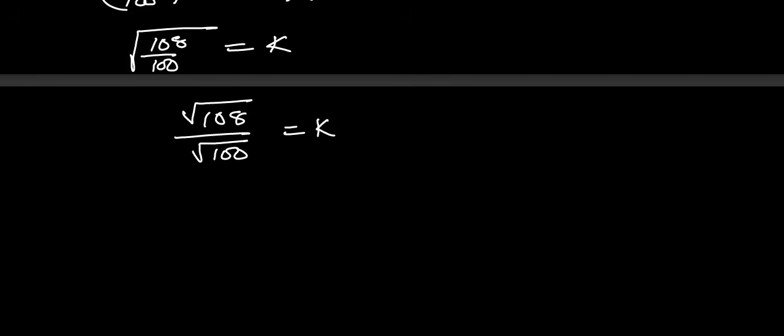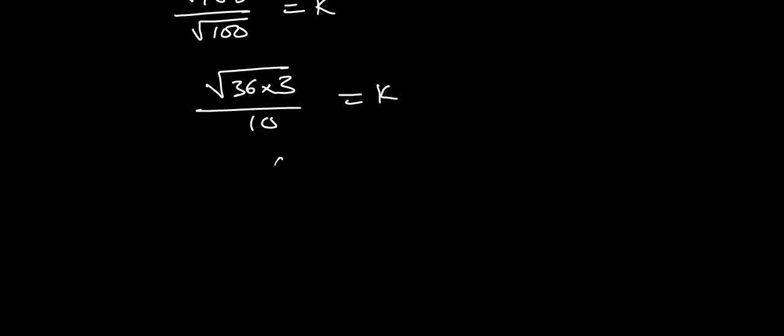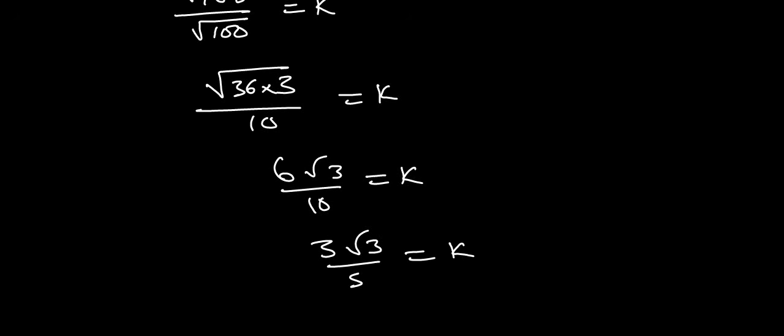And this part here is going to give us 36 by 3. Then down, it's a 10. This is equal to K. That's what you have. Then this is going to be a 6 root 3. Then we're having a 10 is equal to K. I can reduce this to be root 3 over root 5. This is equal to K.